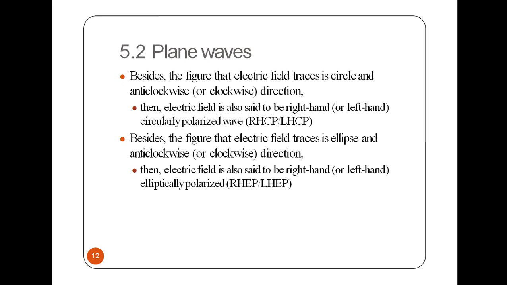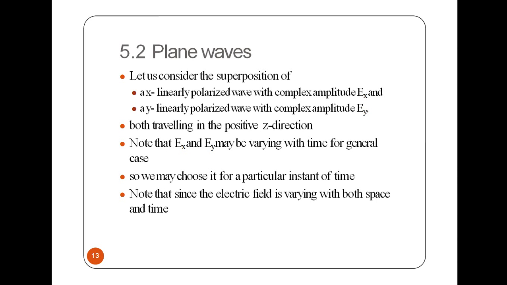Besides, if the figure the electric field traces is a circle, in an anti-clockwise or clockwise direction, then the electric field is said to be right hand or left hand circularly polarized. Similarly, if the figure the electric field traces is an ellipse, in an anti-clockwise or clockwise direction, then the electric field is said to be right hand or left hand elliptically polarized.